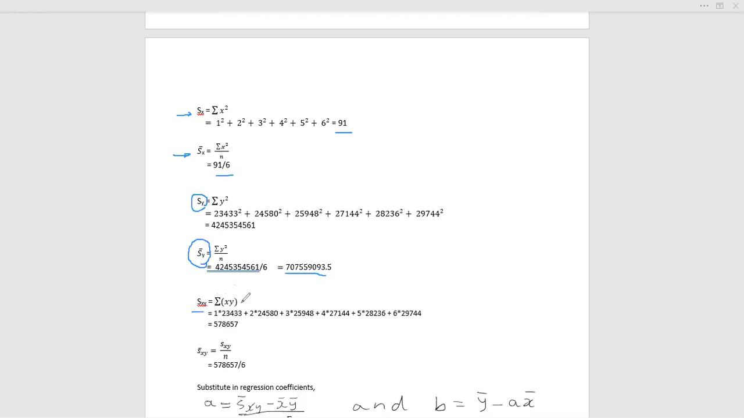Sxy is the sum of the product of x and y coordinates. We get this number. Sxy bar is the average of that, so divide Sxy by the number of data points. We get this here.